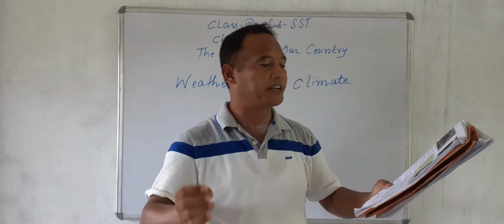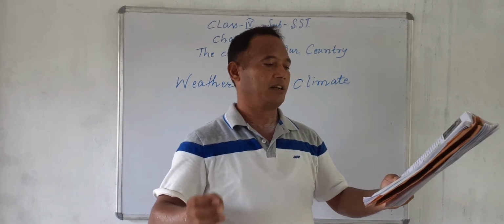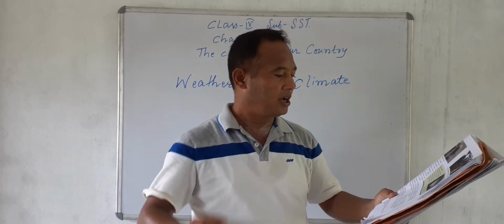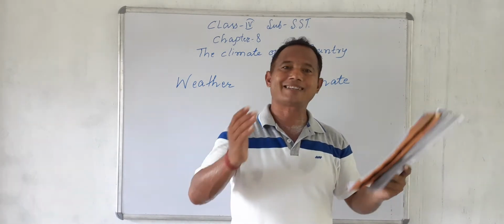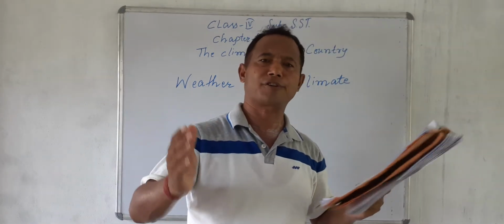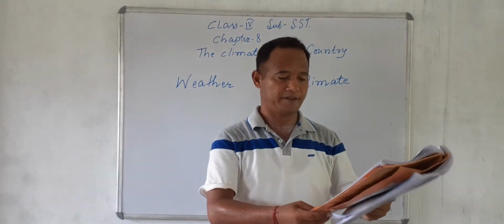This marks the beginning of winter. It continues till February or March. January is the coldest month. So the winter season starts from October and it lasts till February or March. And January is the coldest month in our country.